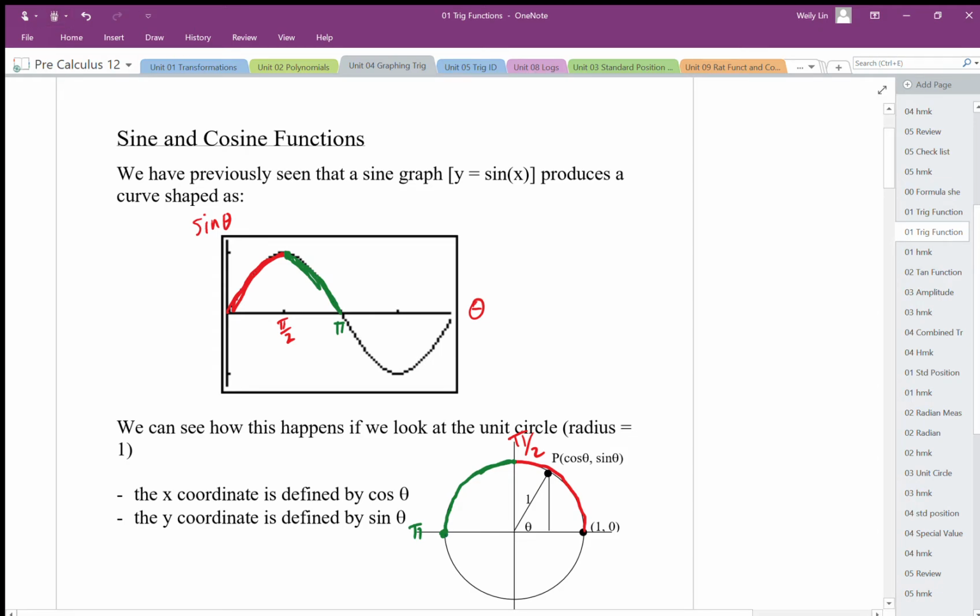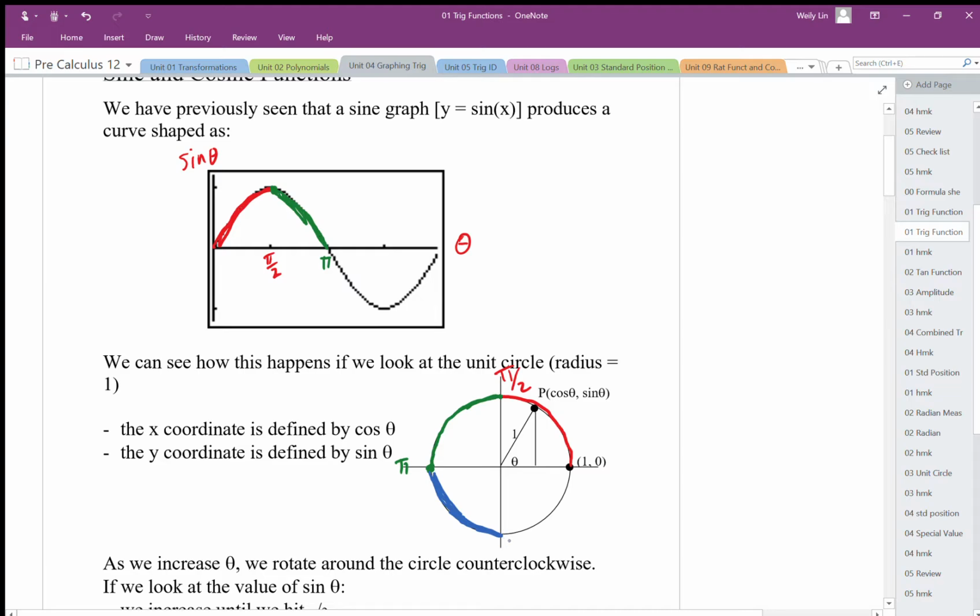And as I go through quadrant 3, I'm going to do this quadrant 3 in blue, the y position as I keep going in the counterclockwise direction is going down, and it's not only going down, it's becoming more and more negative as I go from pi to 3 pi over 2. And so that's what's happening here. This y value or the sine value is getting smaller and smaller, more negative, all the way to 3 pi over 2. Okay, that's quadrant 3.